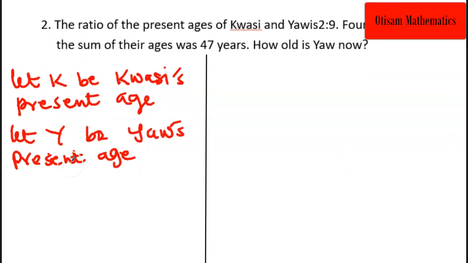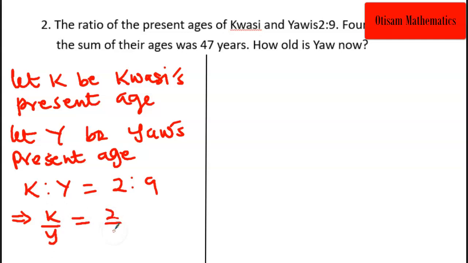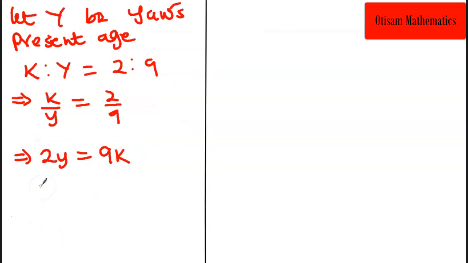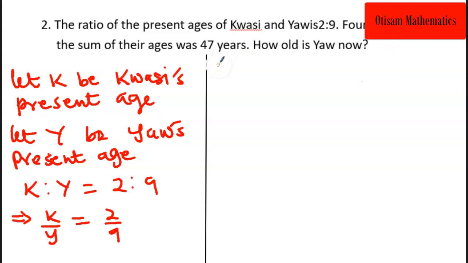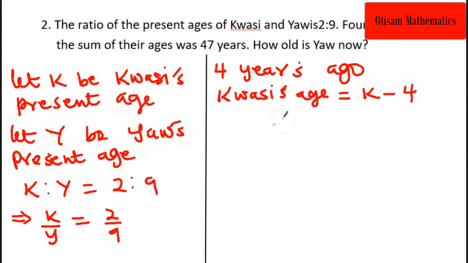So the first one is the ratio of Kwesi. So Kwesi is to Yao is equal to 2:9. Now this is the ratio. This implies that Kwesi's age over Yao's age is equal to 2 over 9. So we can say Yao will be 9 on 2 K. Now 4 years ago, Kwesi's age will be K minus 4, and then Yao's age will be Y minus 4. The sum of their ages.